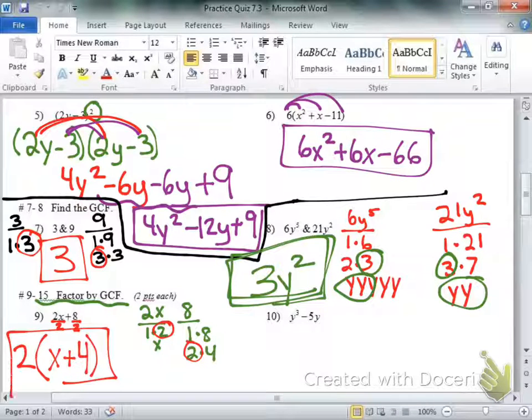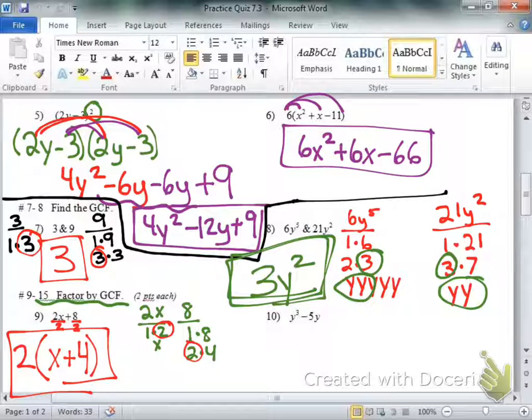If you're not sure and you want to double check your work, just go ahead and distribute. You can even do it in your head. What's 2 times x? 2x. What's 2 times 4? 8. So it works out. This should result in the problem if you distribute to check your work.